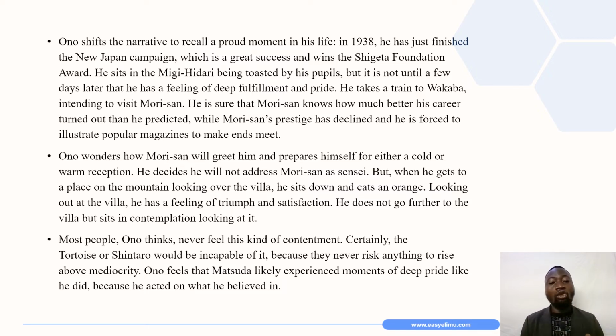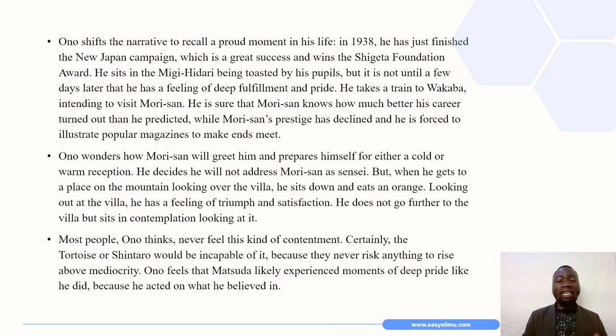So he takes a train to Akaba intending to visit Morisan, and he is sure that Morisan knows how much better his career turned out than he predicted. That is why Morisan's protege has declined, and he is forced to illustrate popular magazines to make ends meet.